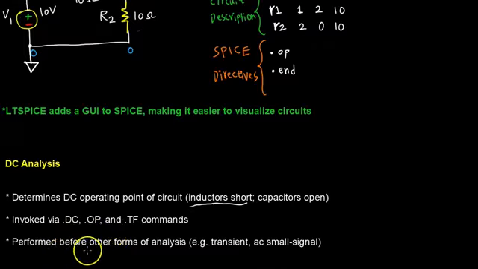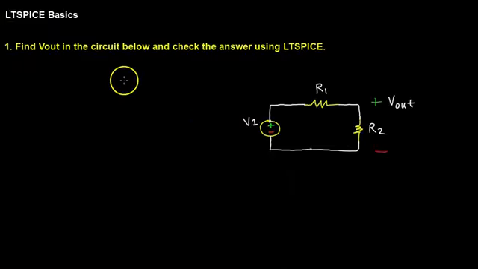And it's going to be performed before other forms of analysis, for example, transient or AC small signal. So when you click on AC small signal or transient analysis, it's going to have to do the operating point analysis first before you can move on to performing your desired analysis. Okay, so let's go ahead and talk about LTSPICE Basics.